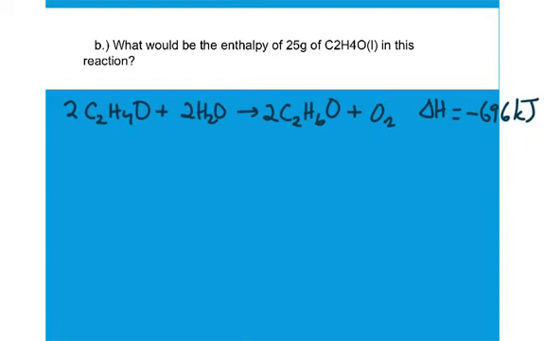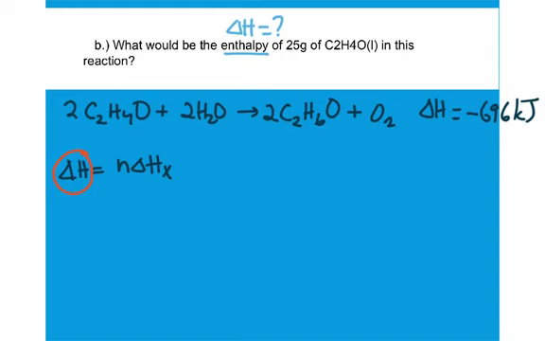We want to know what would be the enthalpy of 25 grams of C2H4O in this reaction. So enthalpy, remember, is delta H. And I only have one equation for delta H. So my equation is delta H equals N delta HX. So if I'm solving for delta H, that means that on this screen, I must have enough information to solve for N and delta HX.